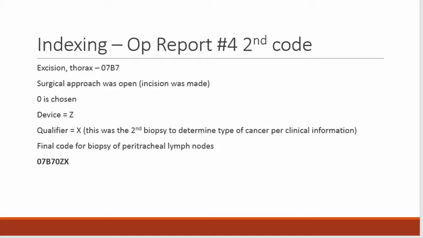We move to the 07B table. We choose 0 for our surgical approach for open. We have Z for no device and X for our final character because, again, it's still a biopsy. It's just a different surgical approach. So the code for the biopsy open of the paratracheal lymph nodes is 07B70ZX.